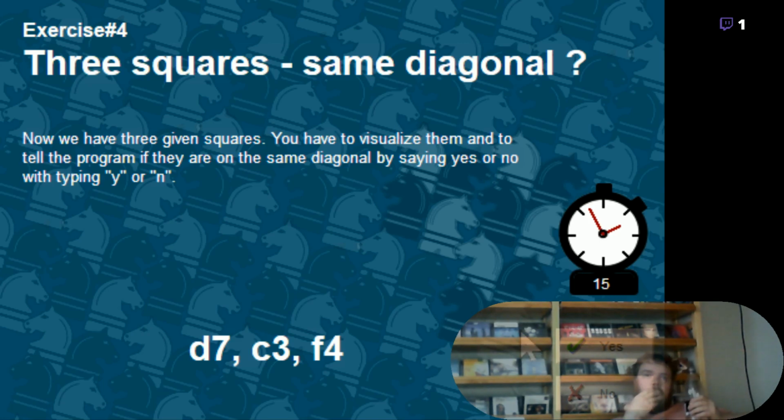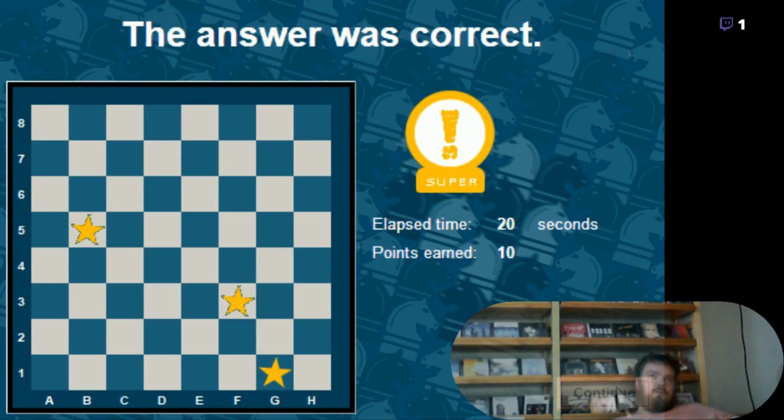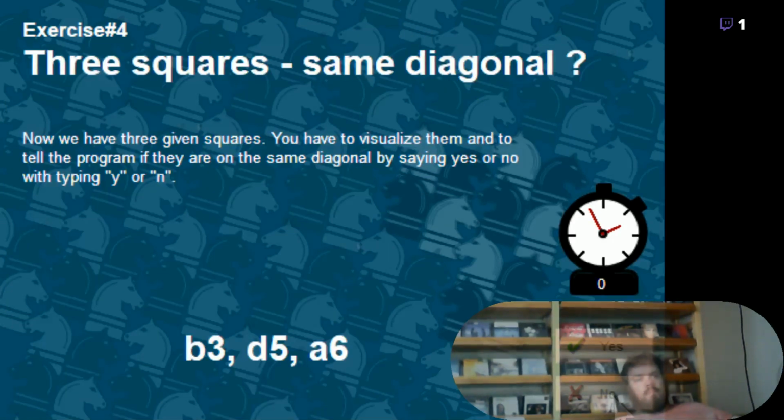d7 is a light square, c3 is a dark square, so no. b5 is on the same diagonal with c4. f3 is not. f3 leads to b7. b3 leads to d5, but not to a6.